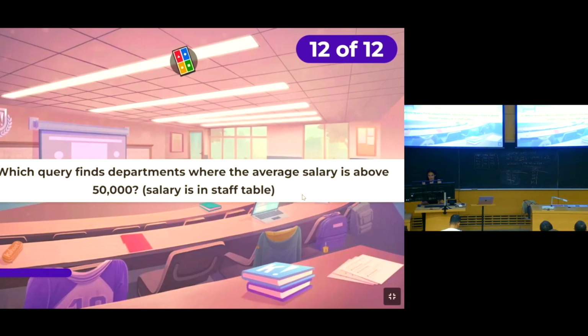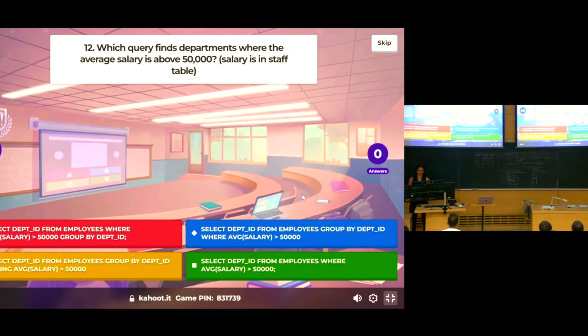Last question. Which query finds departments where the average salary is above something?